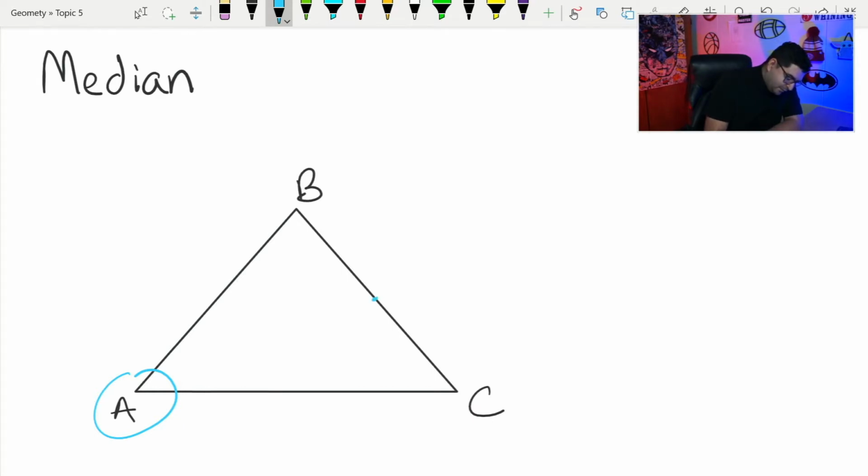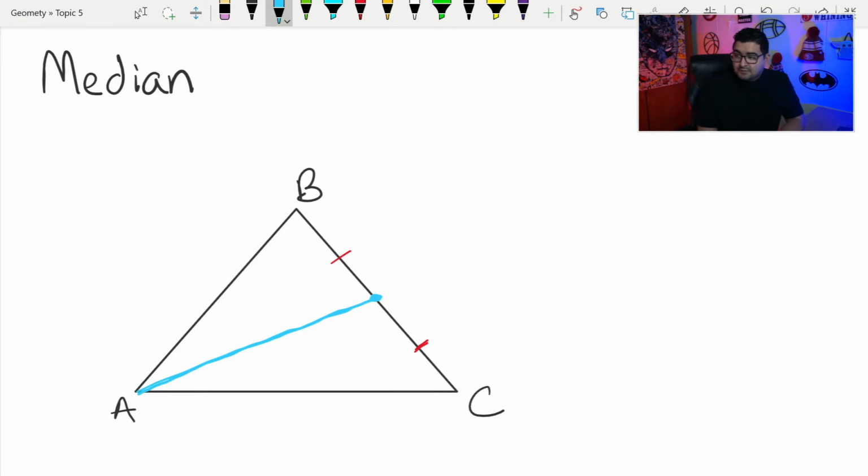So let's say the midpoint of BC is right here, and I know that's the midpoint, so just to clarify, I'm going to draw the congruency tick mark saying that those two distances are the same. So let's go ahead and draw a line connecting these two. Actually, I want to draw it in blue. And this right here is what we call a median.